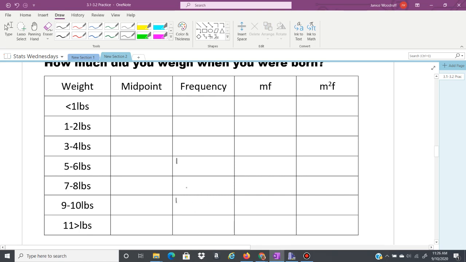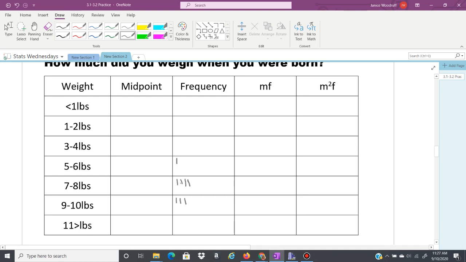I'm not sure if Hunter's telling me, but I'm just going to go ahead and mark it. 9.2. Would 9.2? Yeah, that would go here. 9.2, 7 to 8, 7 to 8, 7 to 10, 7 to 8.